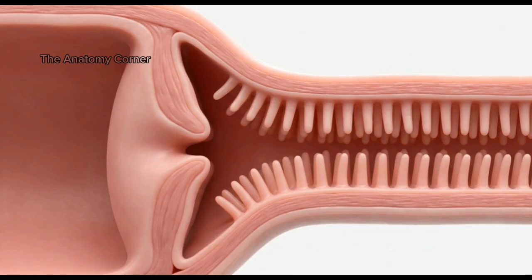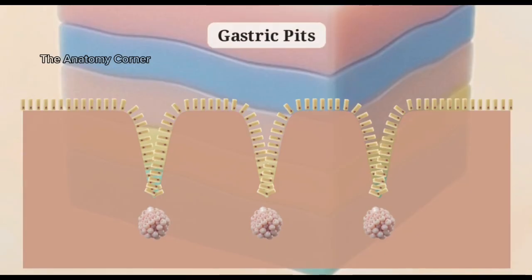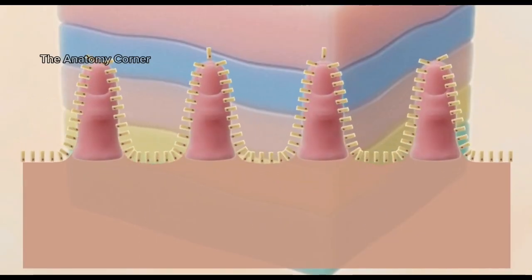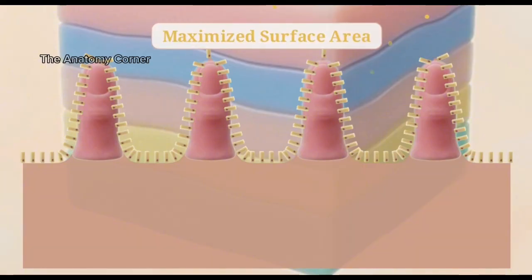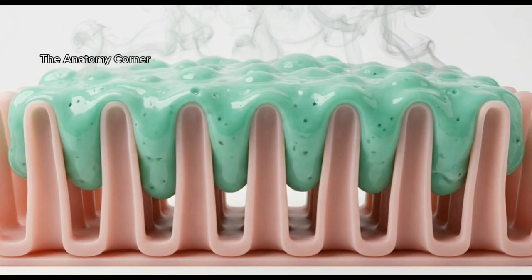Moving past the pyloric sphincter, the duodenum marks the transition into the lower digestive tract. The mucosal surface morphs from the flat pits of the stomach into finger-like projections called villi, which increase the surface area for nutrient absorption. This region faces a specific threat. It must receive the highly acidic chyme directly from the stomach.